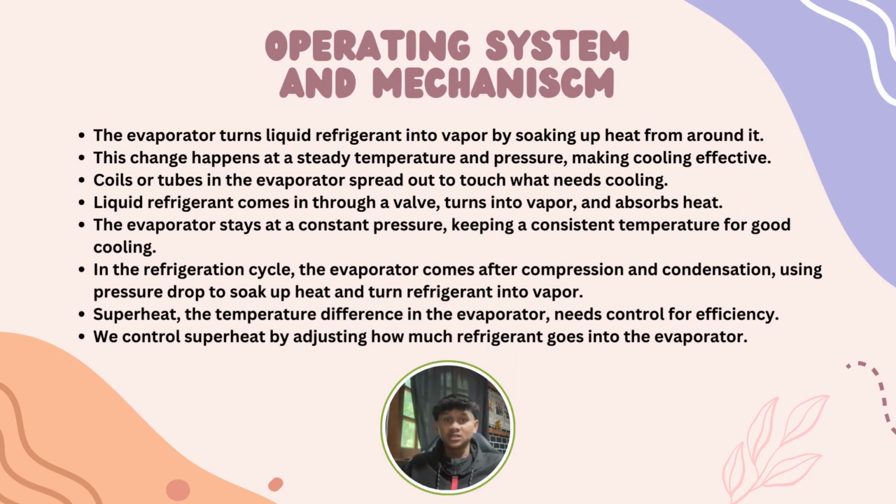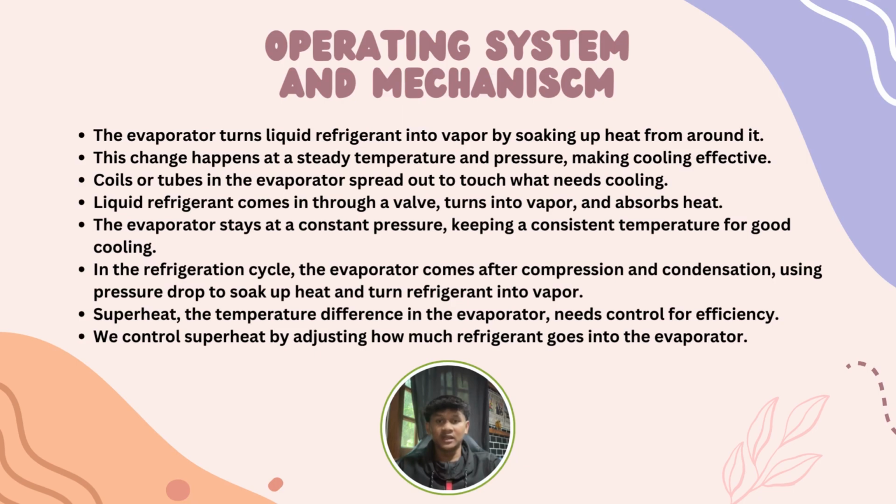So, for our operating system and mechanism, the evaporator turns liquid refrigerant into vapor by soaking up heat from around it. This change happens at a steady temperature and pressure, making cooling effective. Coils or tubes in the evaporator spread out to touch what needs cooling. Liquid refrigerant comes in through a valve, turns into a vapor, and absorbs heat. The evaporator stays at constant pressure, keeping a consistent temperature for good cooling.